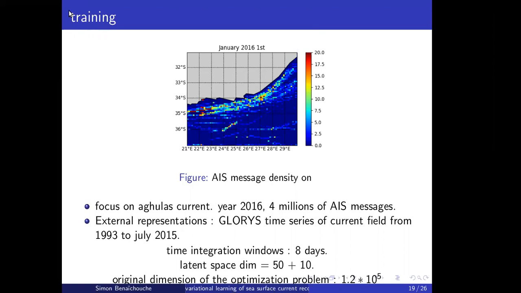We use time integration windows of 8 days, and our latent space dimension was really low. It was dimension 50 for explaining the field, and we had a dimension 10 for the dynamical model. So in those dimensions, you can find a representation of external forcing, etc.